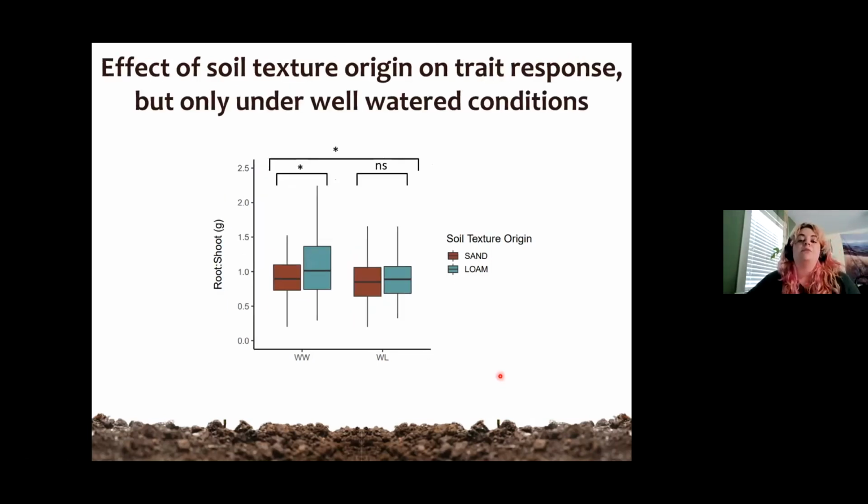If we look at the root to shoot ratio of plants, we're again seeing differences across treatments. But this time we see that soil texture origin does impact the root to shoot ratio, but only under well-watered conditions. And we don't see soil texture origin influencing trait response while under water limitation. So under water stress, soil texture was not impacting trait responses.